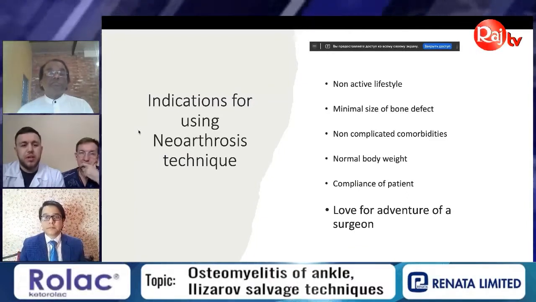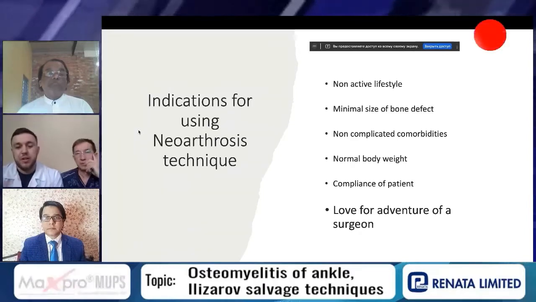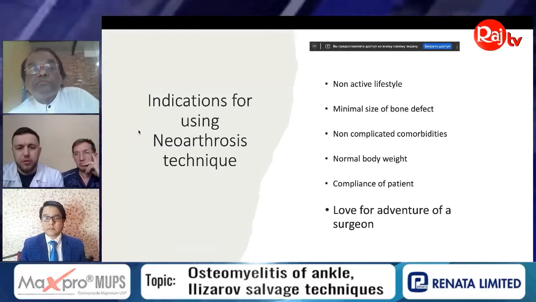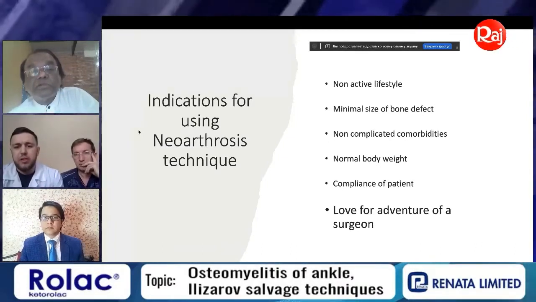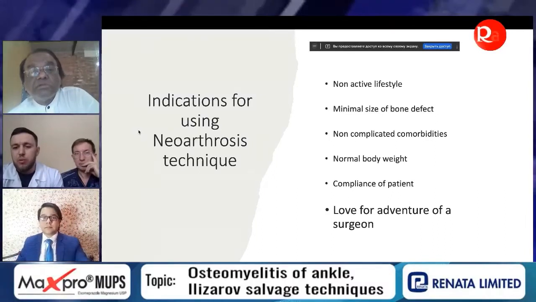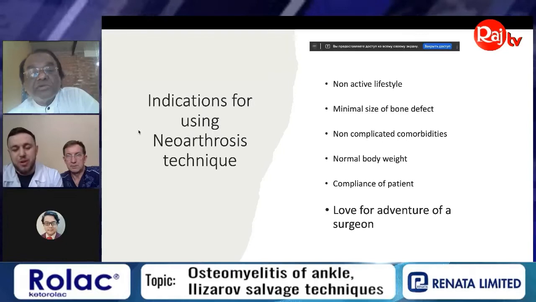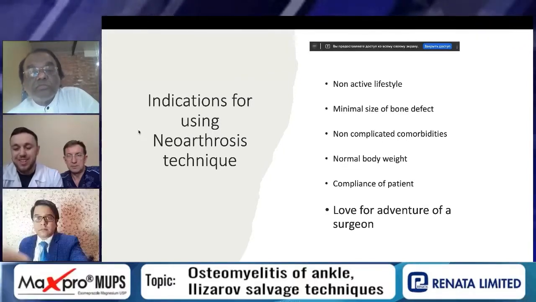So, what are the indications for using the neoarthrosis technique? A non-active lifestyle of the patient, minimal size of bone defect, non-complicated comorbidities, normal body weight, compliance of the patient, and one important thing, a low level of adventure of the surgeon.